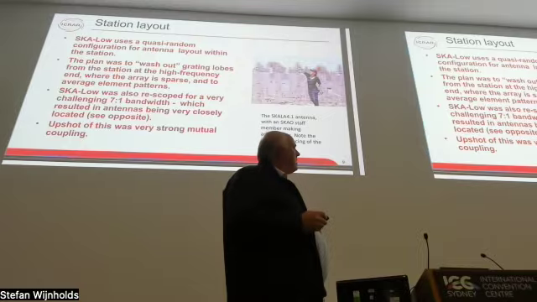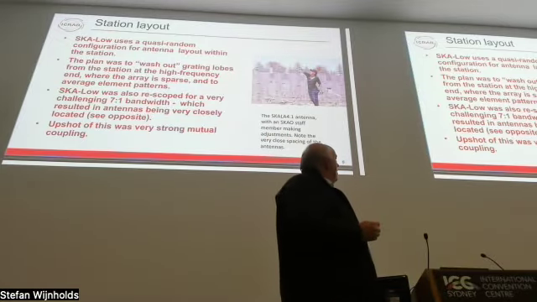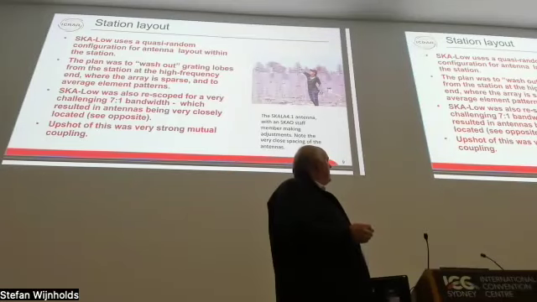She's making adjustments to an antenna. I showed this picture yesterday, but here you can see how close many of these antennas are located to each other. The idea was that by having this quasi-random configuration, the grating lobes would wash out. And by and large, that's true.